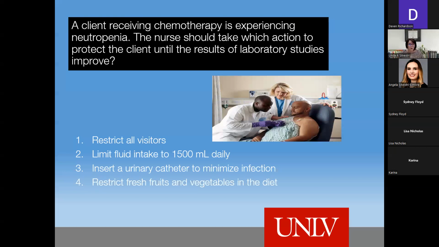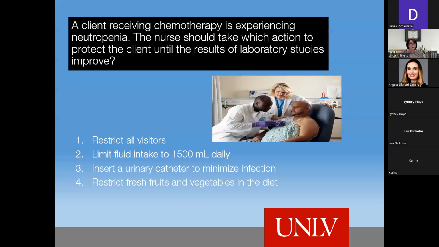Now, why is option 4 correct? The person has neutropenia, which means that they're at very high risk for infection. So we need to do everything we can to protect them. Fresh fruits and fresh vegetables, and flowers too, is another thing we want to keep out of that person's room, because they harbor bacteria. Especially plants can harbor Pseudomonas. And so we don't want to expose people to that.